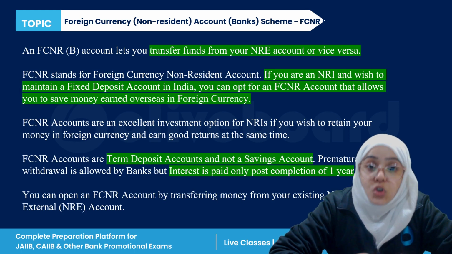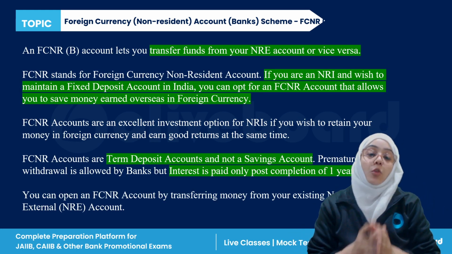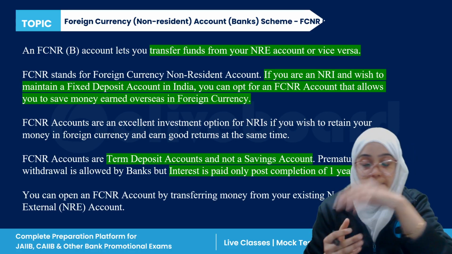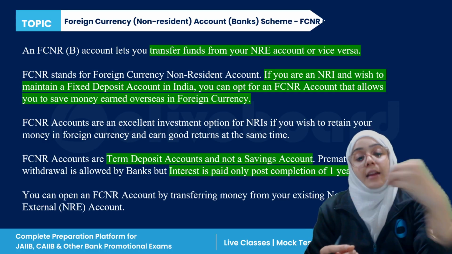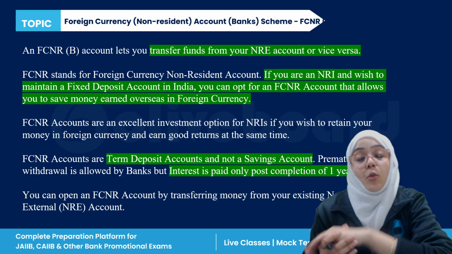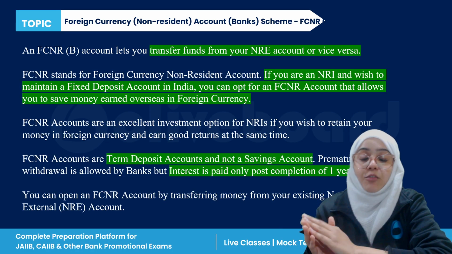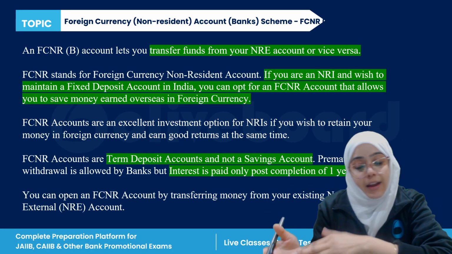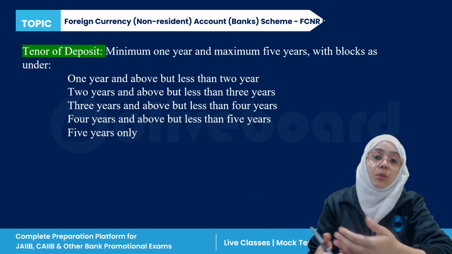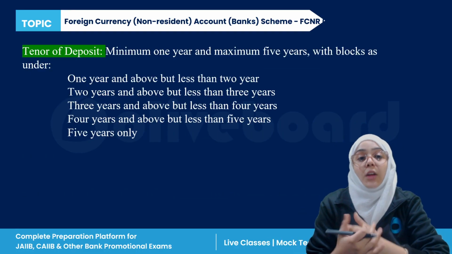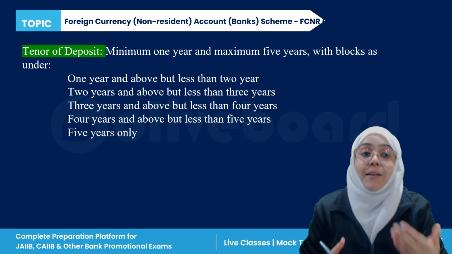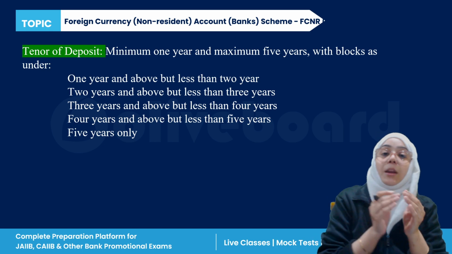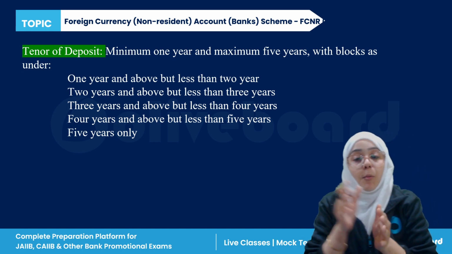And the interest in an FCNR(B) account is paid only on the completion of 1 year. So when you have completed 1 year, then the interest is paid to you. You can open the FCNR(B) account by transferring your money from the existing NRE account to this FCNR(B) account. Now, what about the tenure when we are talking about the different types of deposit tenure in this FCNR(B) account? First of all, there is a minimum of 1 year and there is a maximum of 5 years.